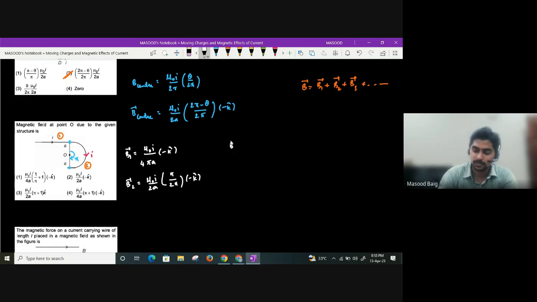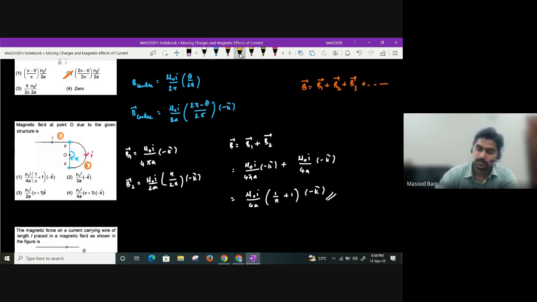So what is the resulting magnetic field? It will be the vector sum of the magnetic fields due to all the current carrying elements. So what will this be, beta? Mu naught I divided by 4 pi a minus k cap plus mu naught I divided by 4a minus k cap. If you take mu naught I divided by 4a common, what will I get here? 1 by pi plus 1, times minus k cap. Is that clear, all of you? Understood or not?